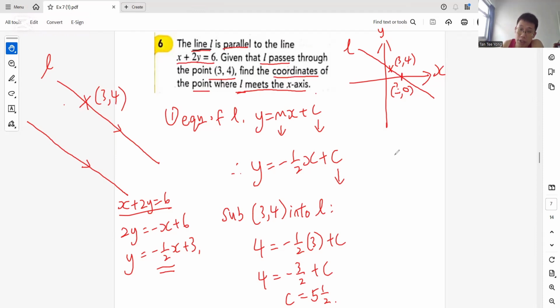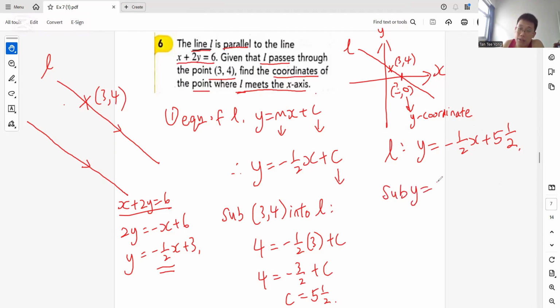So therefore, our equation of L is actually y equals negative half x plus 5.5. Okay, so now how do we find the coordinate of the point where L meets the x-axis? We know that the y coordinate here is 0. So what do we do?